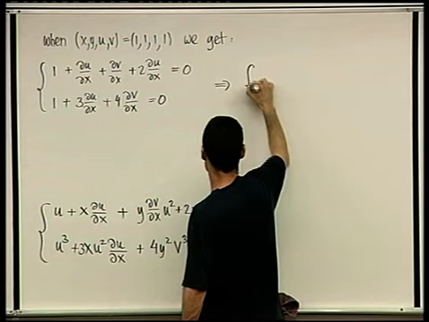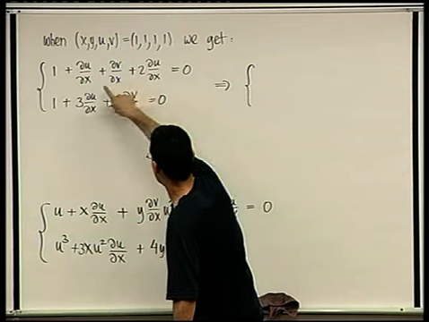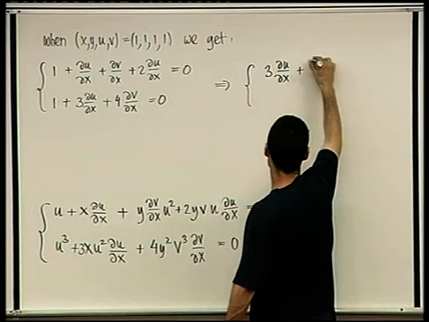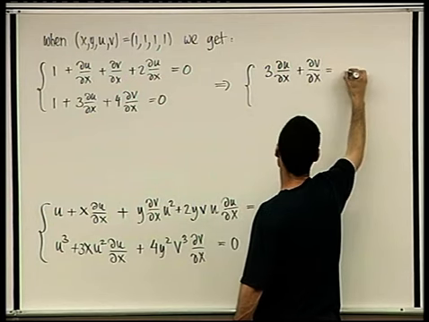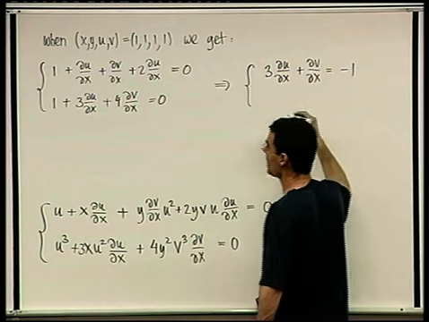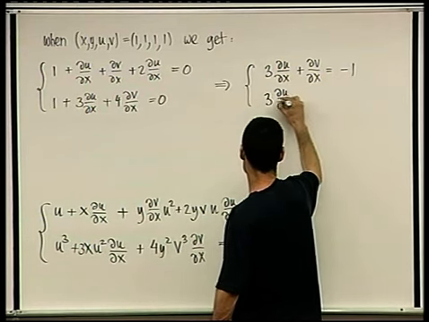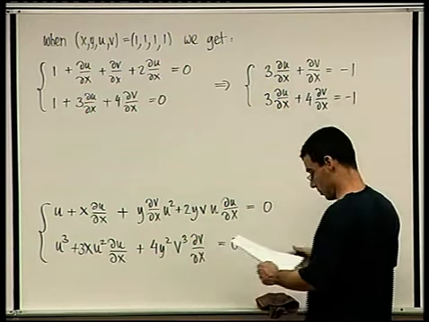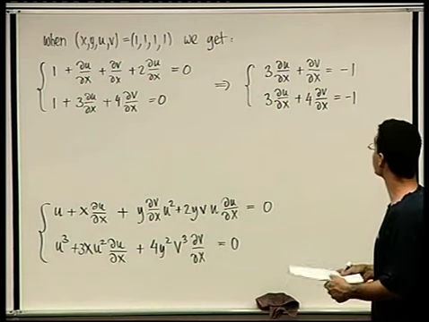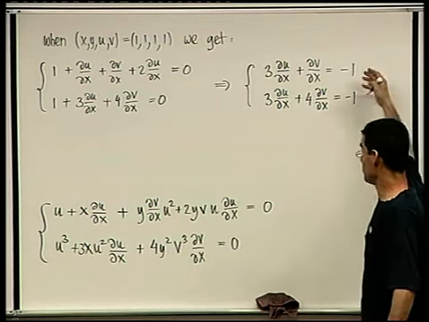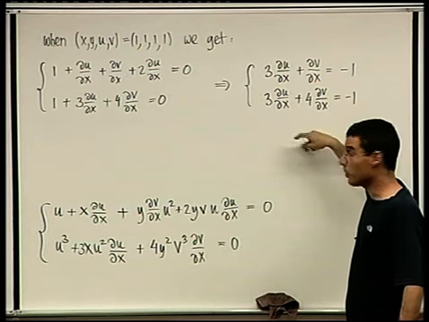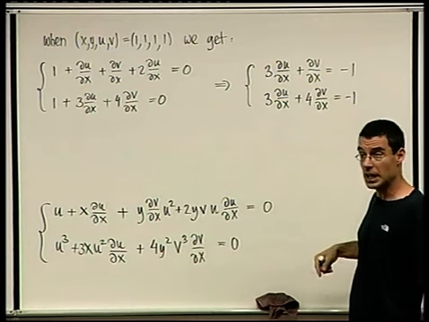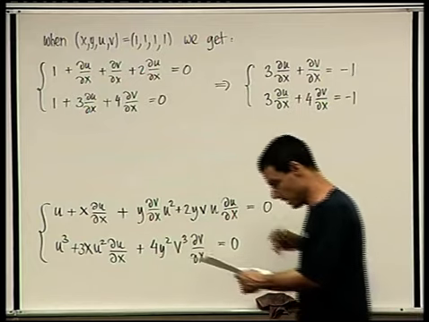Therefore, this simplifies into what? 3 du/dx plus dv/dx equals -1, and 3 du/dx plus 4 dv/dx also equals -1. Good? Now it's a system of two equations in exactly two variables. I want to find what du/dx is and what dv/dx is. Actually, I declared that I'm only going to find du/dx, but I'm going to find both for the same money. So what do I get?